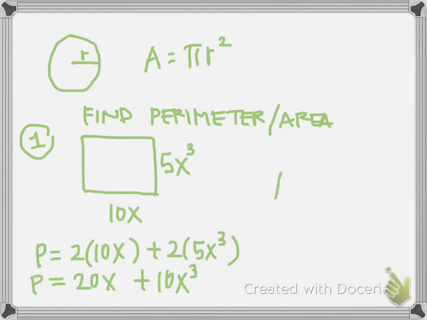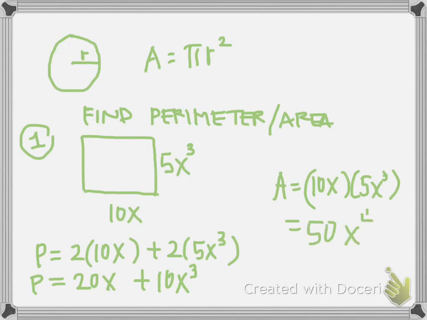Now the area there would be your length times your width, so that would be 10x times 5x cubed. Okay, so 10 times 5 would be a 50, and x times x cubed would be x to the 4th.